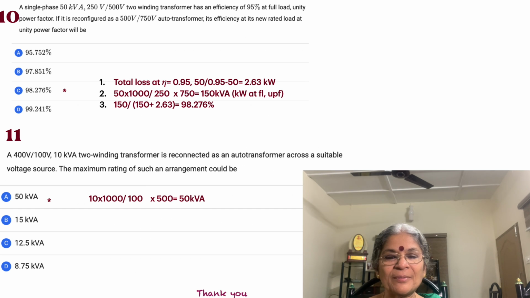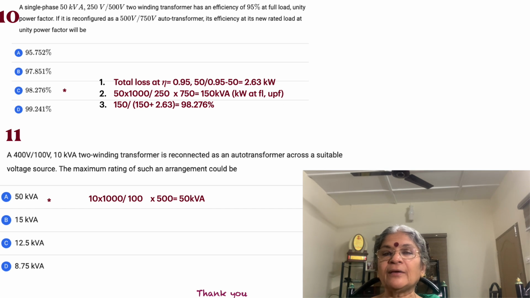So, last problem. A 400 volt by 100 volt, 10 kVA two winding transformer is reconnected as an auto transformer across a suitable voltage source. The maximum rating of such an arrangement should be? So far we've been doing the same thing. 10 kVA divided by 100 volt will give you the current, and 400 plus 100 will give you the total voltage possible, and that gives us 50 kVA. So that's the new rating.